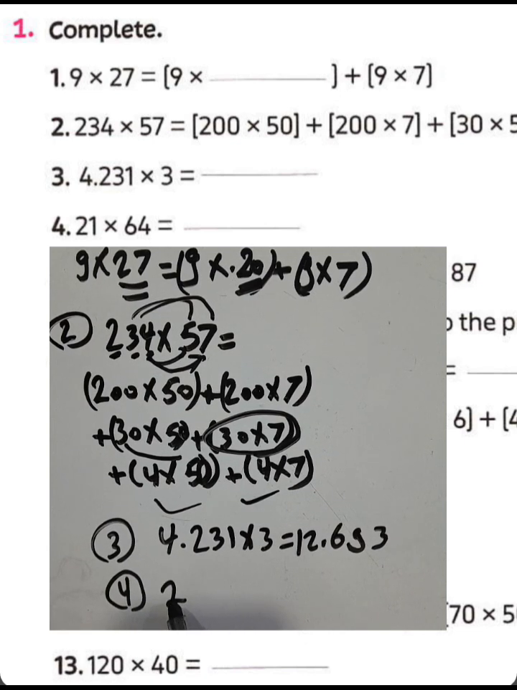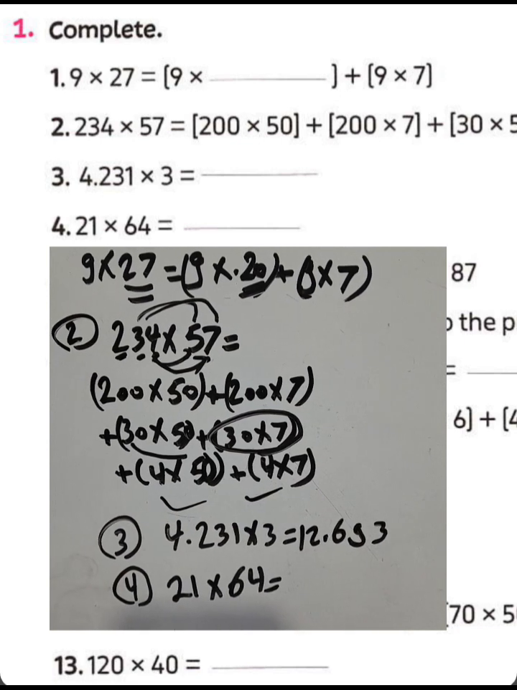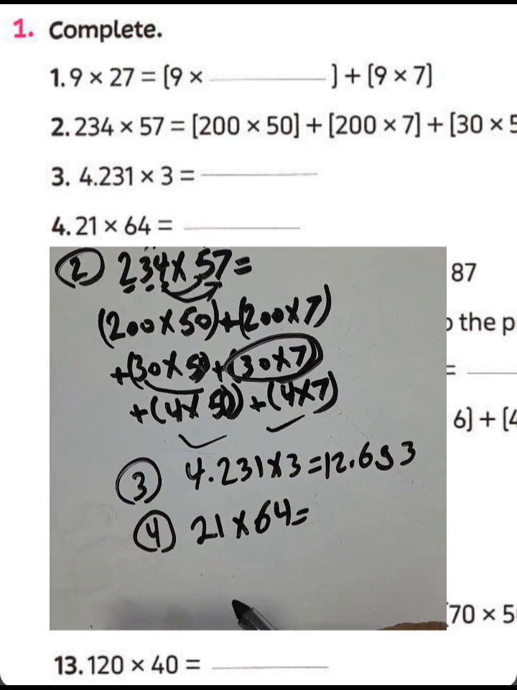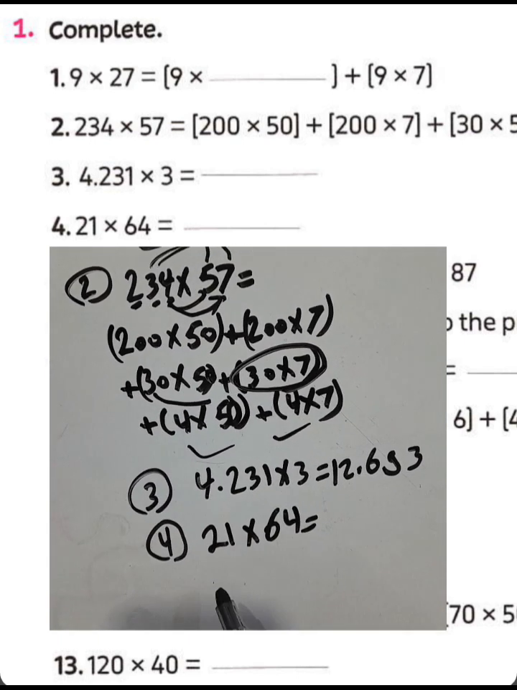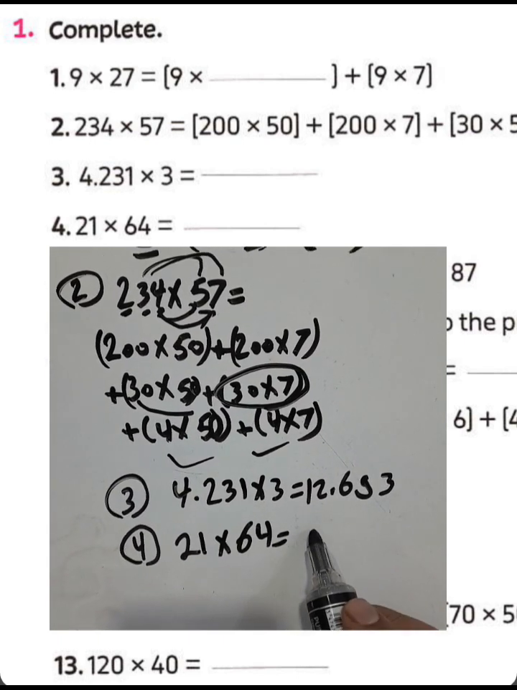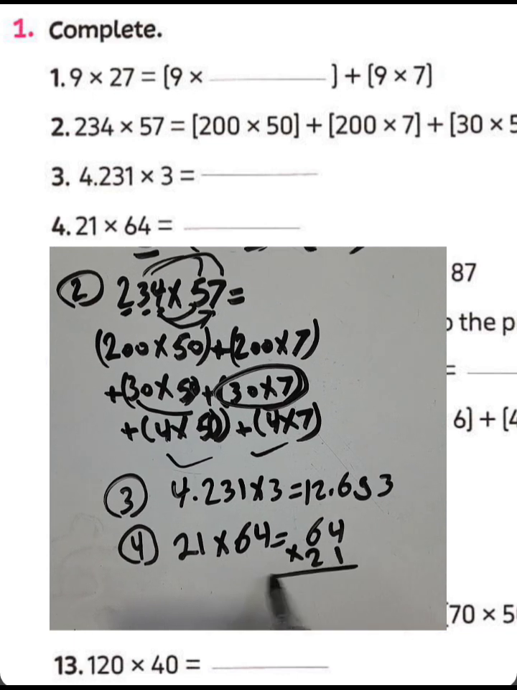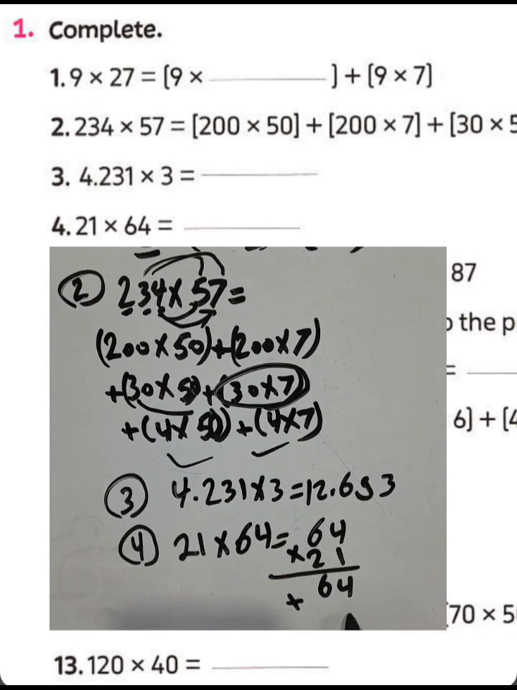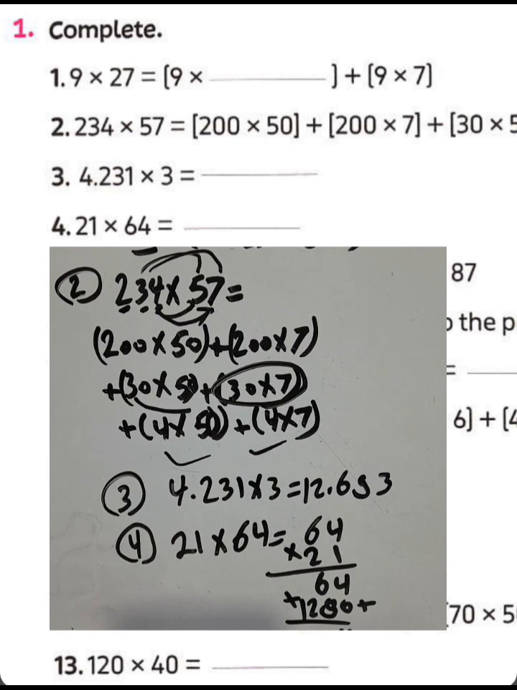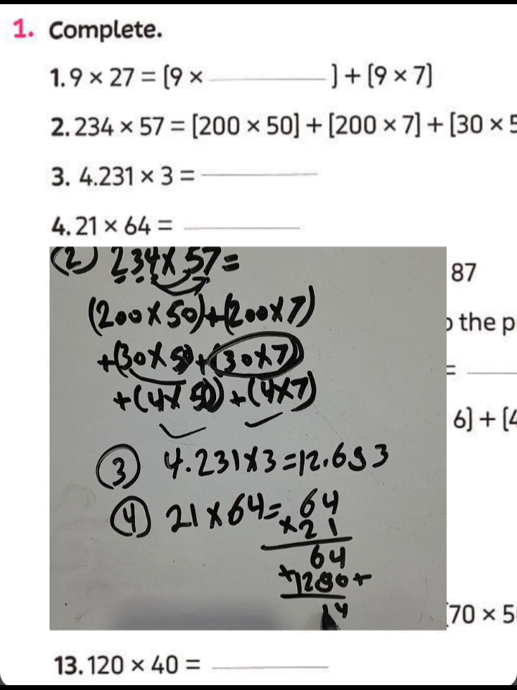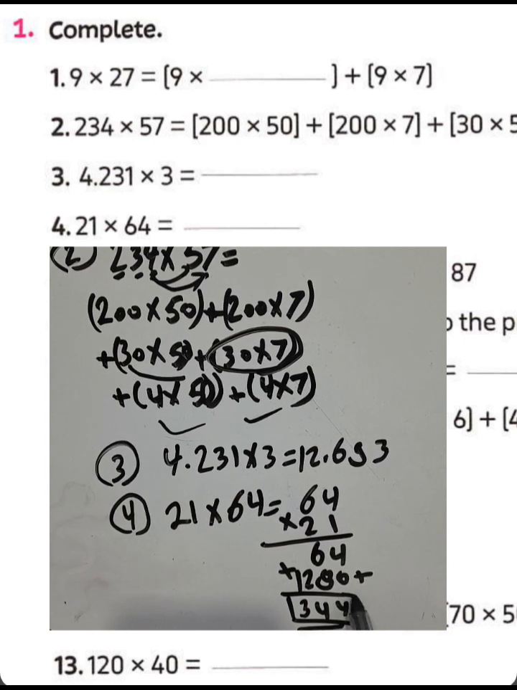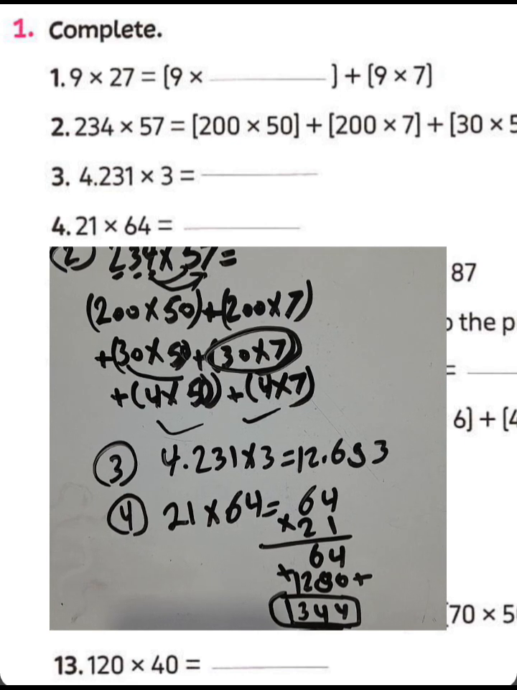Question number 4. 21 times 64. We can find the result by long multiplication. 1 times 4 equals 4 and 1 times 6 equals 6 plus 0. 2 times 4 equals 8 and 2 times 6 equals 12. 4 plus 0 equals 4. 6 plus 8 equals 14, write 4 and carry 1. 2 plus 1 equals 3, and write 1. Then the result will be 1344.